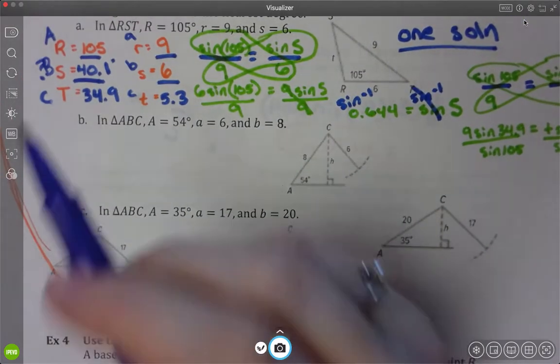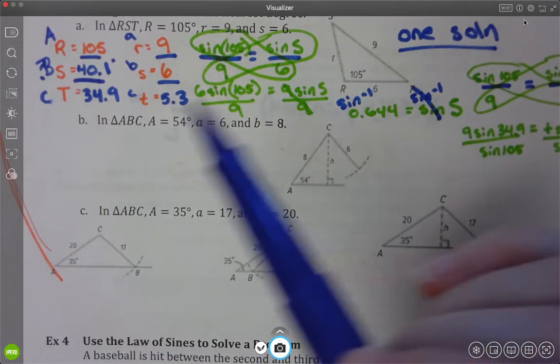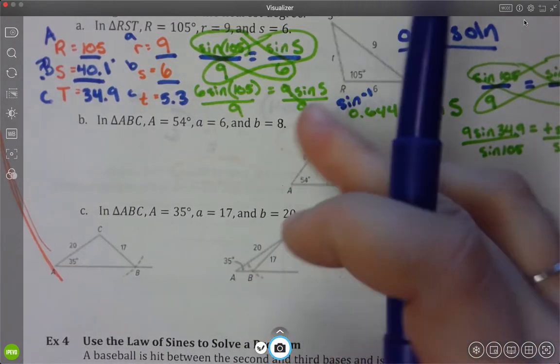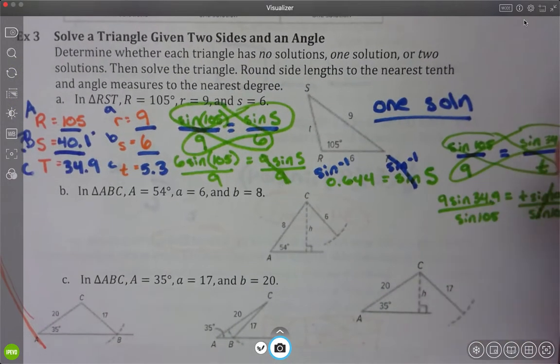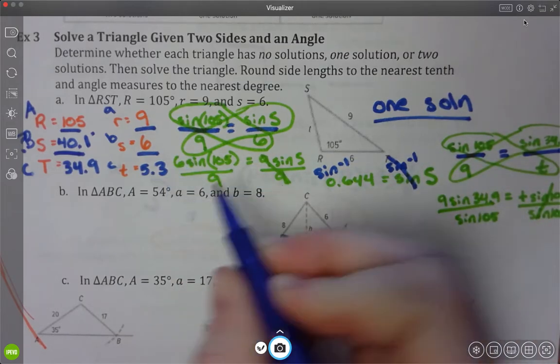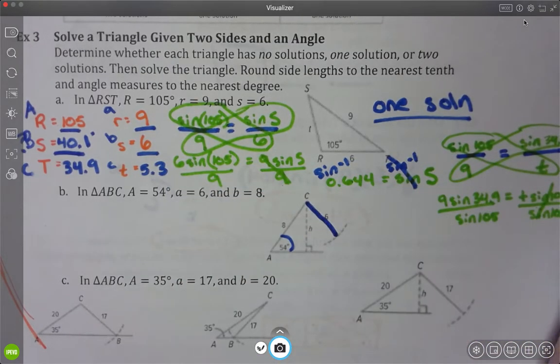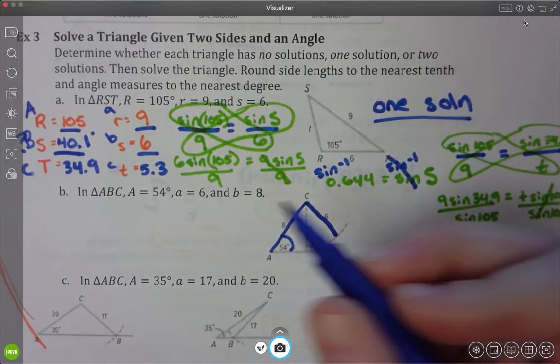All right, so in B and C, we're going to go through the one solution, no solution, two solutions cases, but I'm not going to solve these because we did that in part A, and I don't want to make this video too terribly long. So in B, they give us that A is 54 degrees, and the side opposite is 6. And then B is this side that's connected to A here, okay?